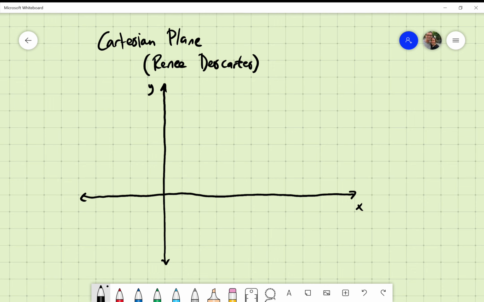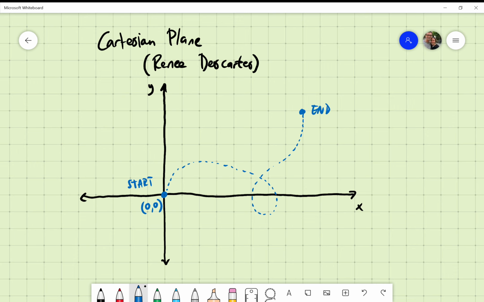Now, let's say a person is wandering around, and they start at the origin, 0, 0. The person starts walking, and maybe we're looking at a map or something like that. They wander around, they get a little lost, and they end up right here.